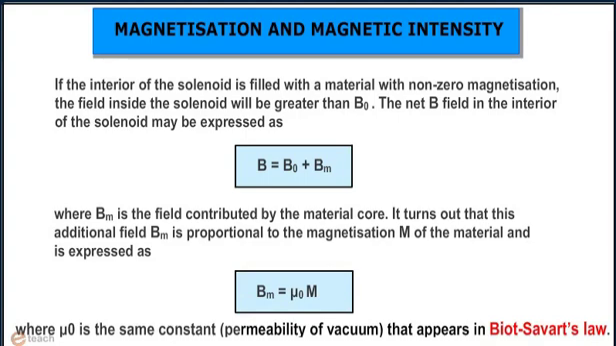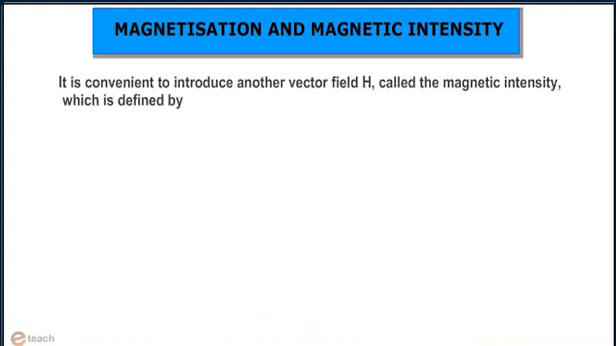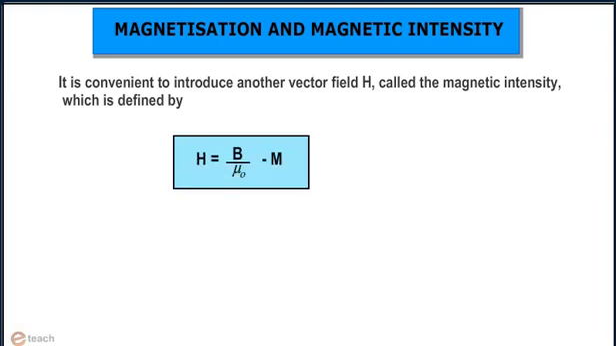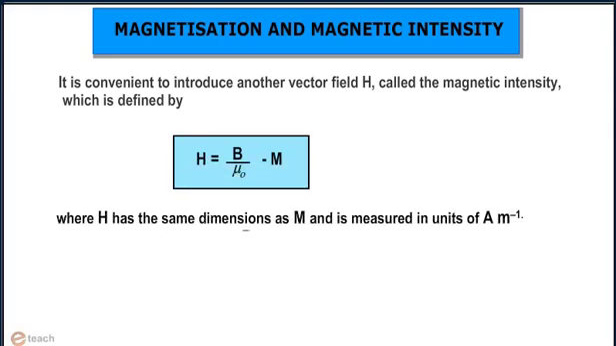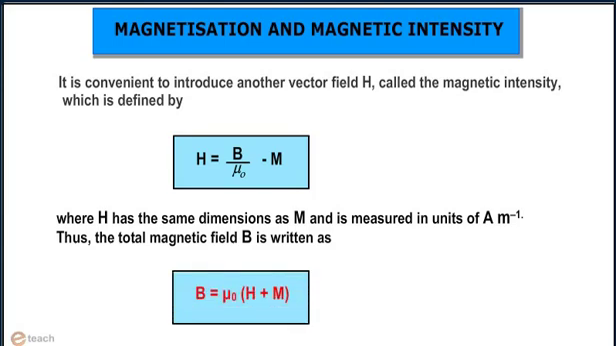law. It is convenient to introduce another vector field H called the magnetic intensity, which is defined by H is equal to B by mu naught minus M, where H has the same dimensions as M and is measured in units of ampere into meter inverse. Thus, the total magnetic field B is written as B equals mu naught into H plus M.